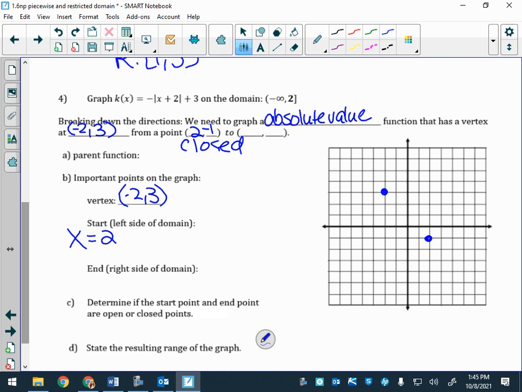Because can we ever find a corresponding y value for that? No, because it includes all these values from 2 to -infinity. So we could only really find the 2, -1, and this is heading to -infinity. So it's going to be impossible.